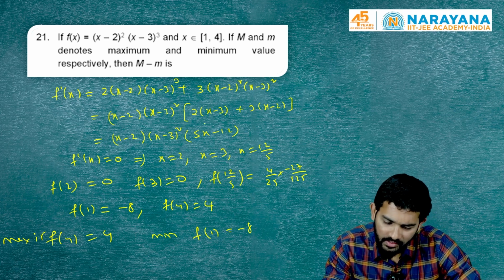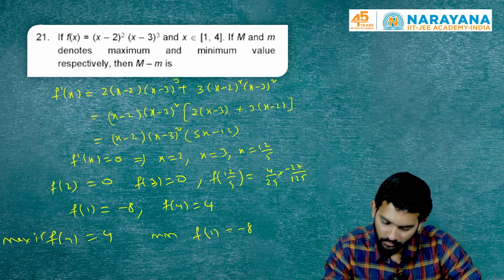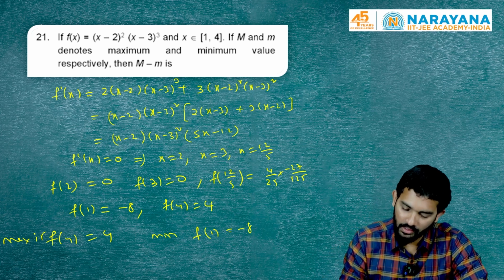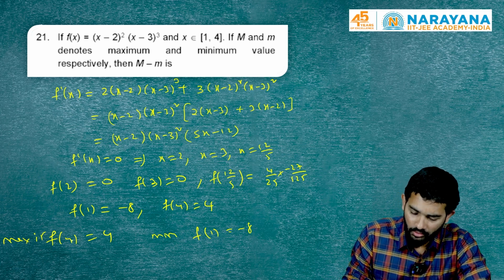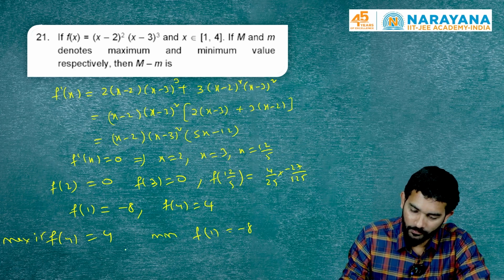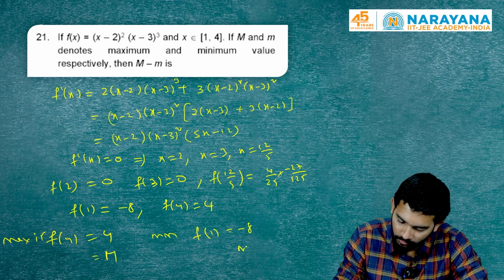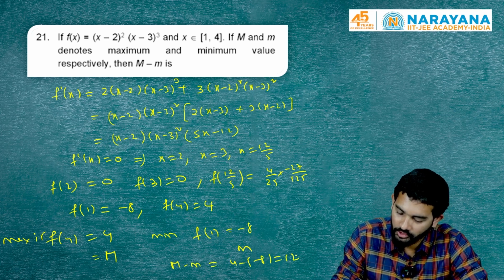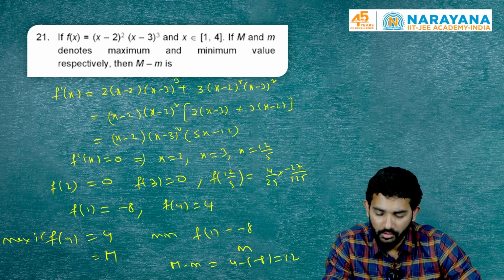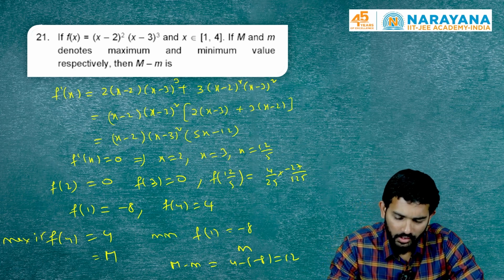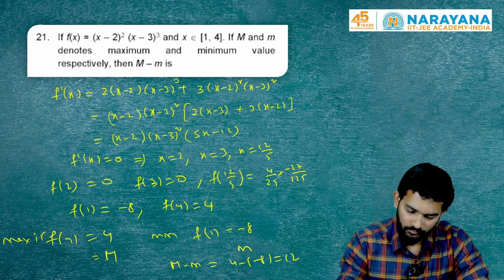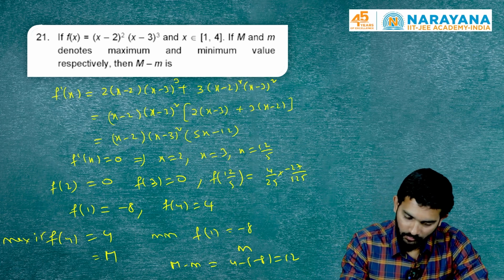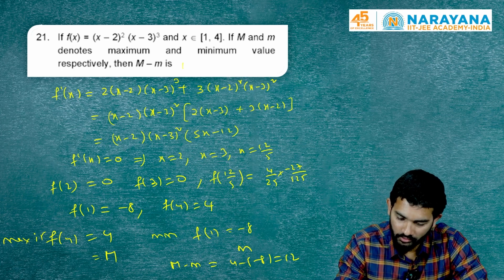This is not an increasing function in the interval 1 to 4. If you observe the critical points and the endpoints, you are getting the maximum and minimum values at the endpoints only. He is asking M minus m, where this is capital M and this is small m. So M minus m is 4 minus of minus 8, which is 12. This is not an increasing or decreasing function; just the global maximum and global minimum in the given interval 1 to 4 occur at the endpoints. So the answer will be 12.